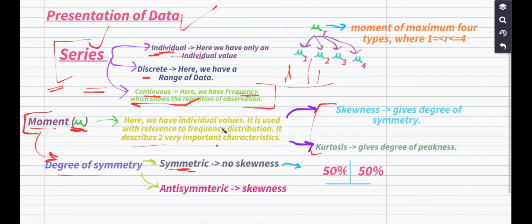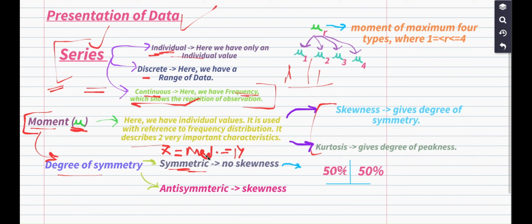Skewness and kurtosis are the most important terms, where skewness gives the degree of symmetry, how symmetrical your graph is. When the graph is fully symmetric, the mean, x bar, is equal to the median, and it is equal to the mode. Mode means how repeating your data is, the number of times a value occurs. So when the data is symmetric, the mean, median and mode are equal. But that also has a problem.